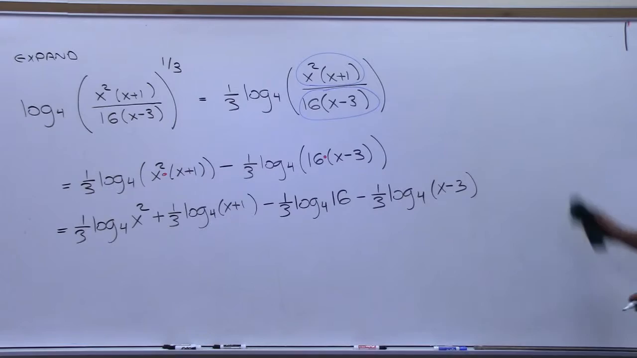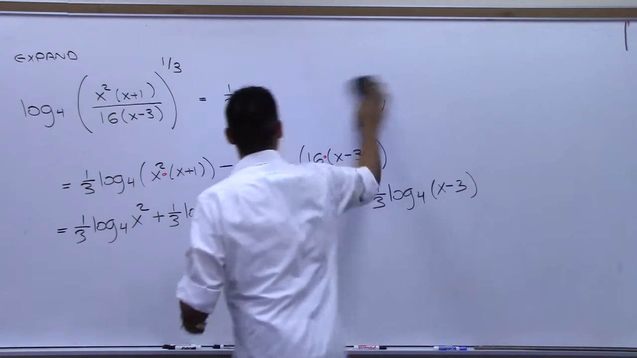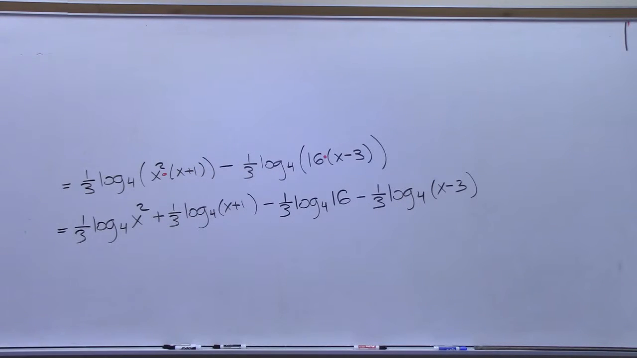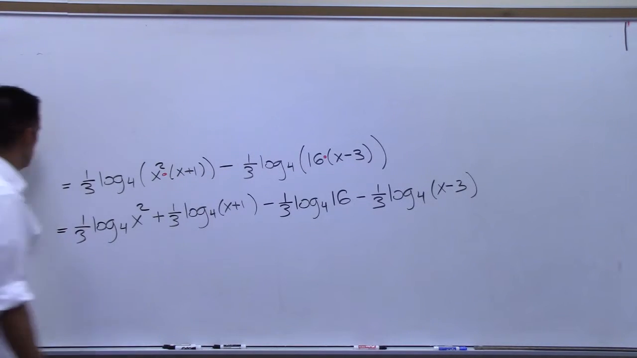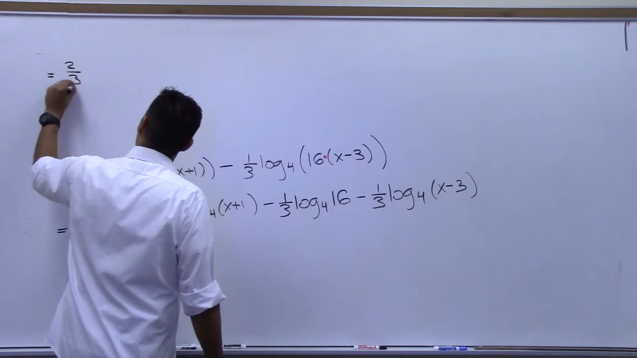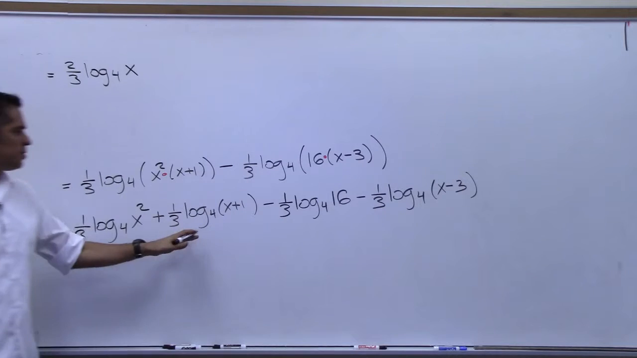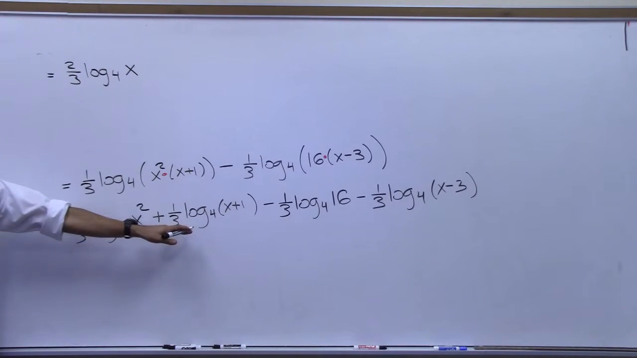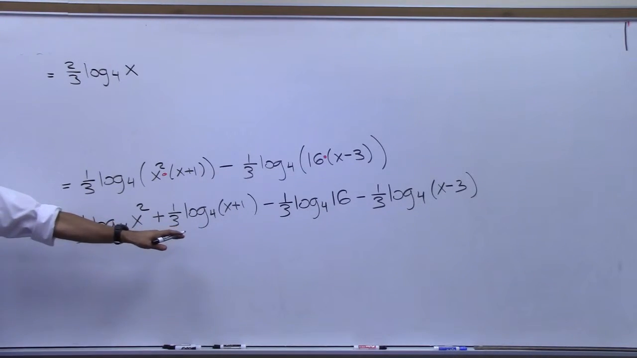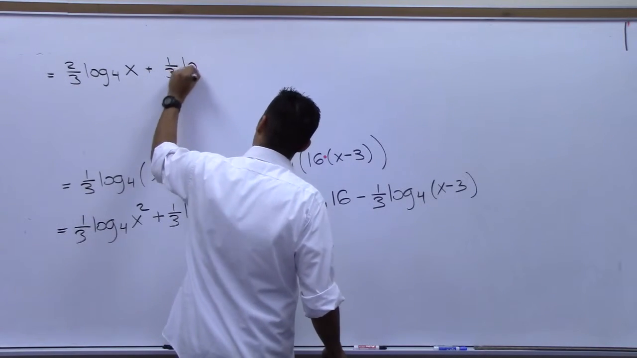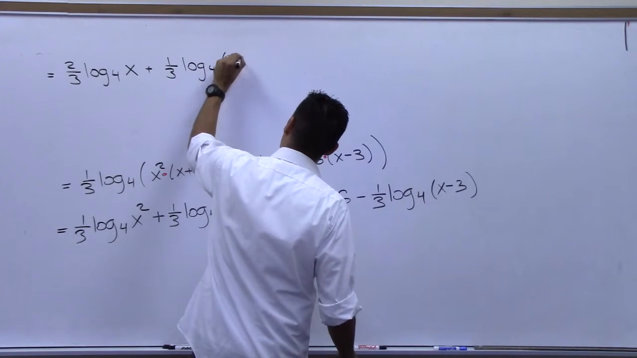Got a few more things I can do here. I'm not quite done. What can I do on the first log expression? Bring the 2 out front as multiplication. 2 times 1/3 is 2/3 log base 4 of x. On this one, can I do anything? No, right? I cannot split that into 2 logs because it's addition. So that's just 1/3 log base 4 of x plus 1.